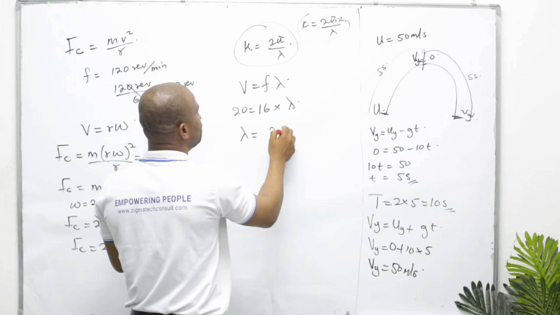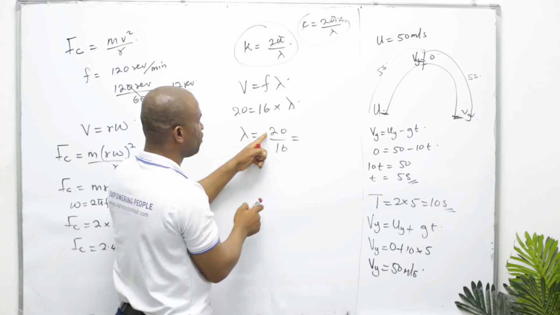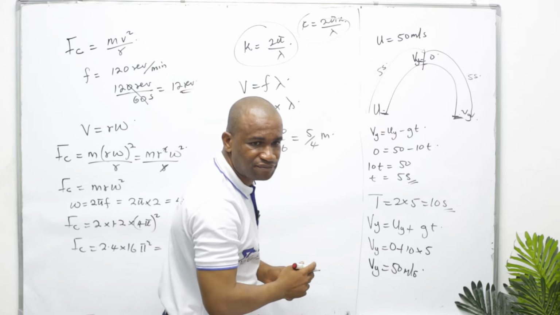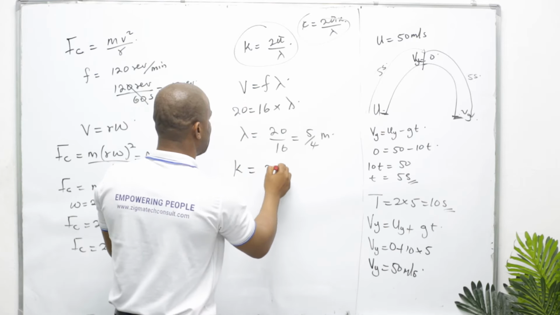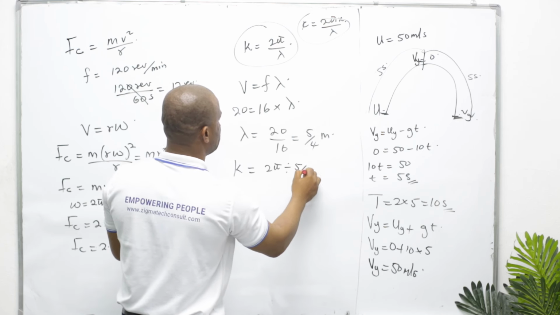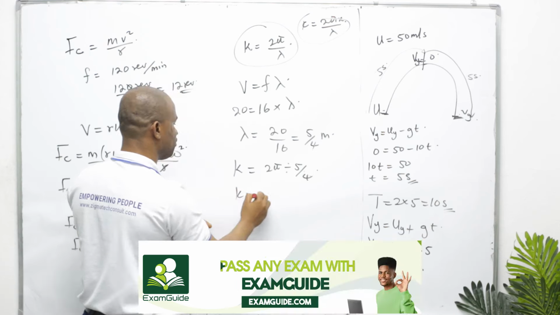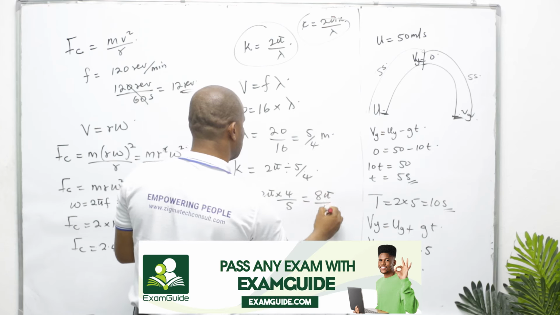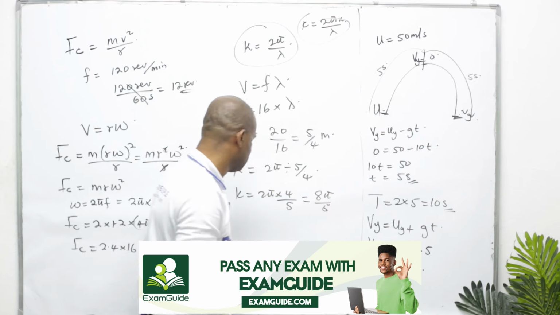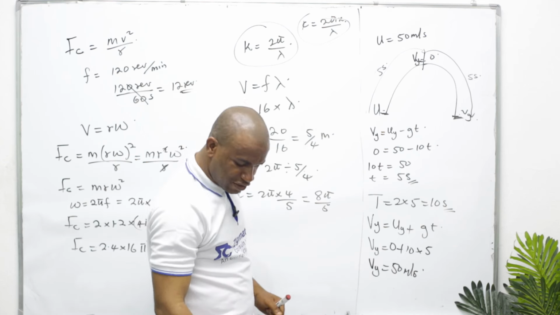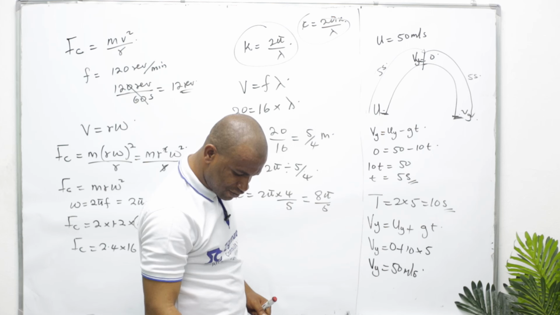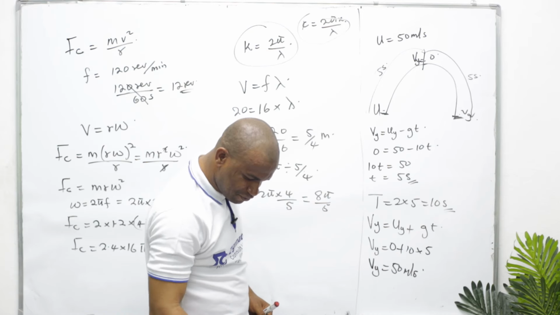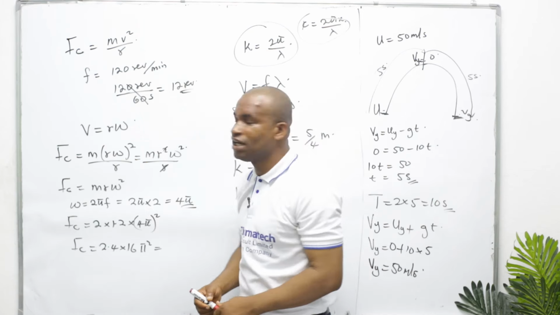So lambda is going to be 20 over 16, which is 5 over 4, in meters. So I'll solve that here. The wave number is going to be k equal to 2 pi divided by 5 over 4. So k is going to be 2 pi times 4 over 5, which is 8 pi over 5. So 8 times 3.142 divided by 5, which is approximately 5. The answer there is D.